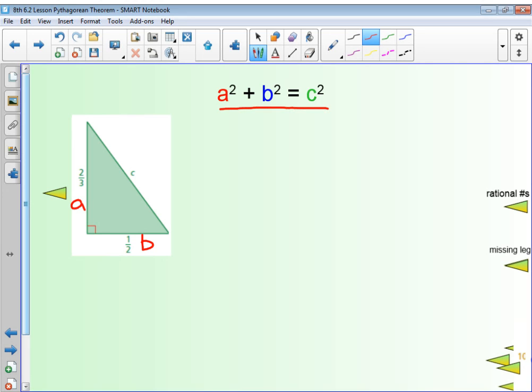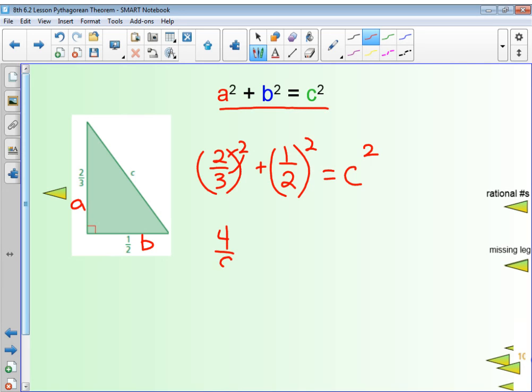Okay, so I'm going to plug in 2/3 squared, plus for B I have 1/2 squared equals C squared. Okay, so now if I simplify, 2/3 squared, well, remember you apply that 2 to both of those numbers. So it would be 4/9 plus 1 times 1 is 1 over 2 times 2 is 4. And then that's going to give me equals C squared.